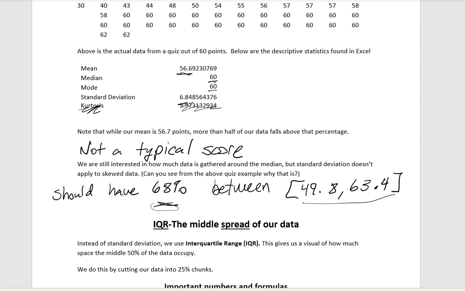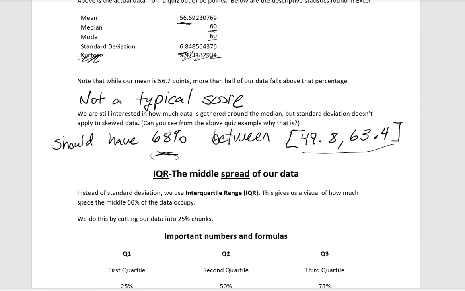So just because we have more observations between those two data points doesn't necessarily make it a good thing. What we want is accuracy. The other reason that this is not a good interval to use for skewed data is because 63.4 wasn't even possible. The highest somebody could get on this quiz was actually a 62. Nobody got anything above that. So it is inaccurate for both of those reasons.